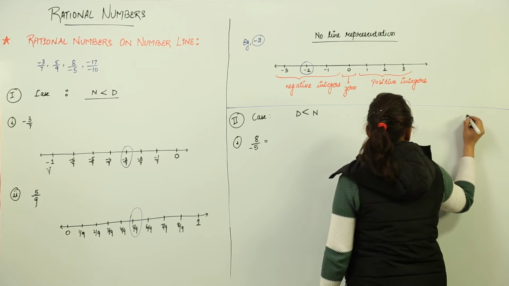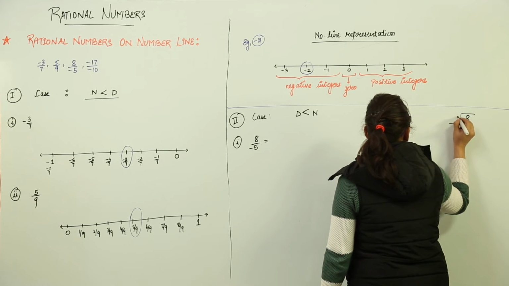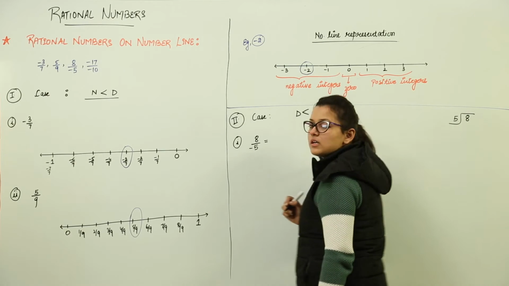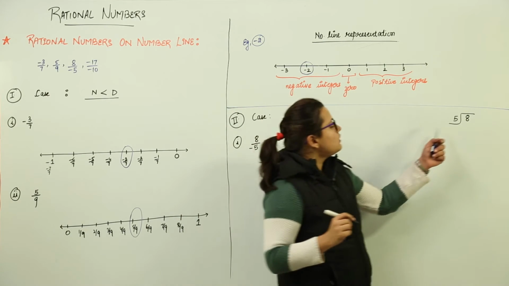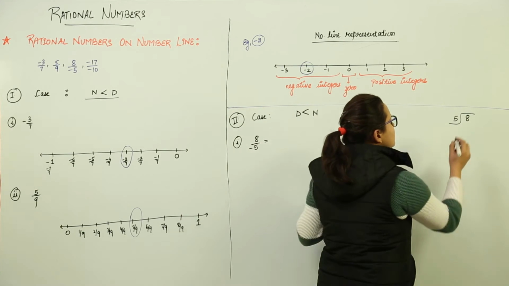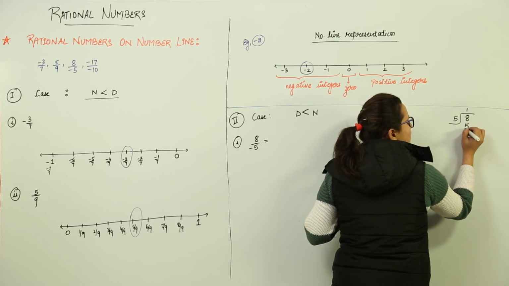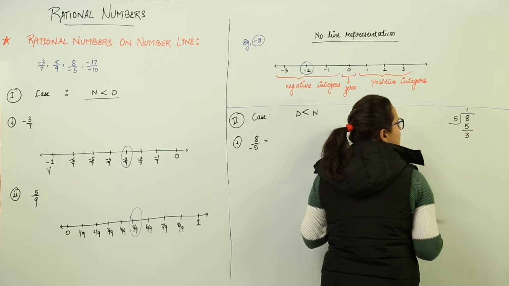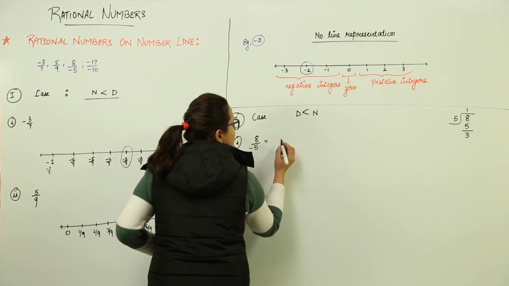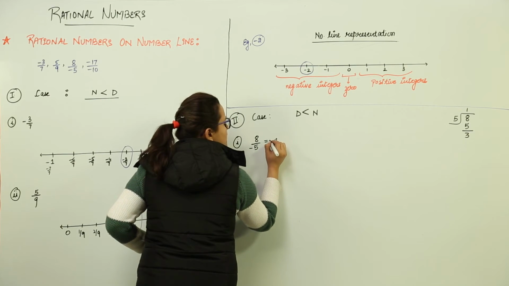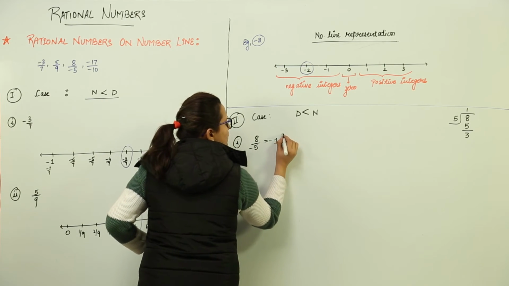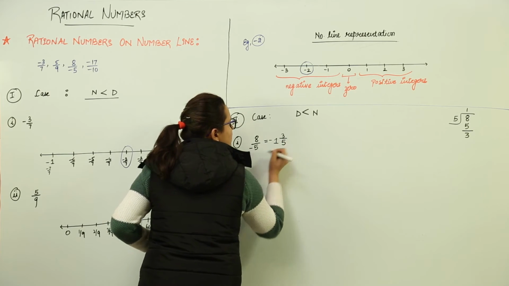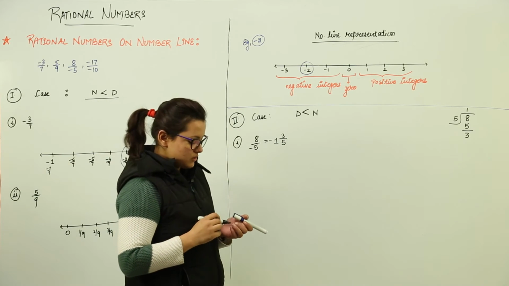I hope you are aware of the division we have been taught in the younger classes. What will you get if you divide 8 by 5? 5 ones are 5, 3 is the remainder. So your mixed fraction becomes how much? 1 whole, with the minus sign: minus 1 whole 3 upon 5. This becomes my mixed fraction.